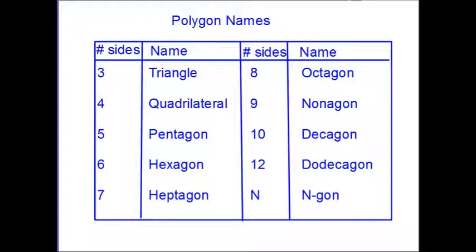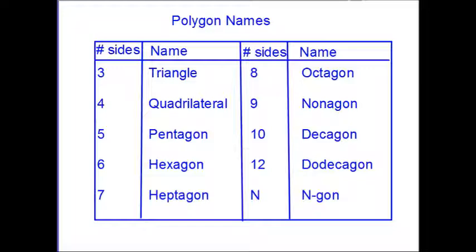First and foremost, it's important for us to know polygon names. We're not always going to be given just the number of sides, but polygons will be given using their official names. So if it has 3 sides, it's a triangle, 4 sides a quadrilateral, 5 sides a pentagon, 6 sides a hexagon. Those are some of the more common ones.